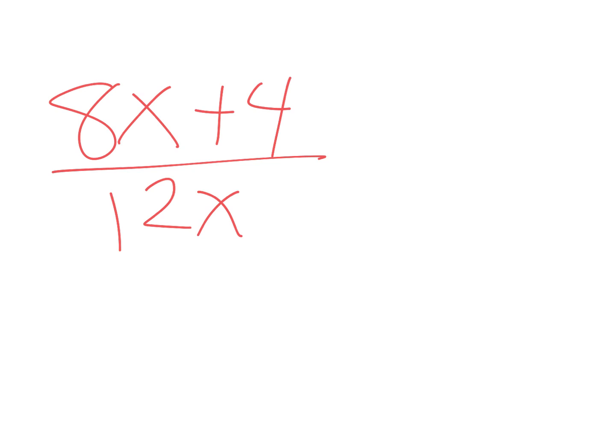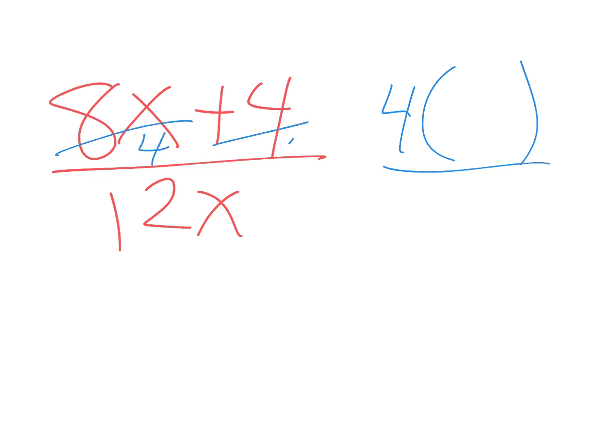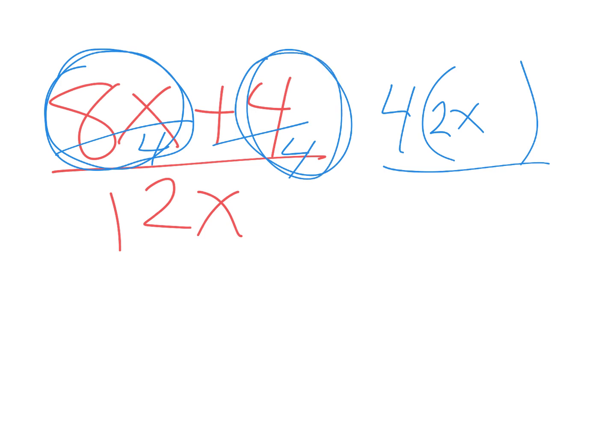All right, so I see a 4 in both of these. Take a 4 out of your 8x. Take a 4 out of your 4. Really what that means is divide by 4 here, divide by 4 there. Angela, what do you think you get when you take a 4 out? What do you get for this part? 2x. Nice. And what do you get for this part? 1. Yep, very nice.